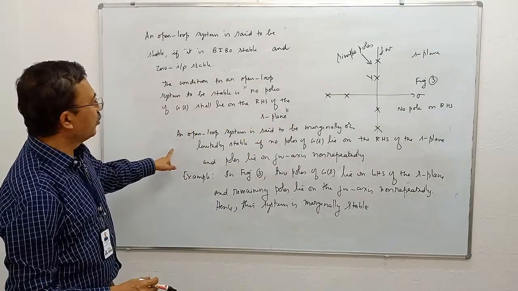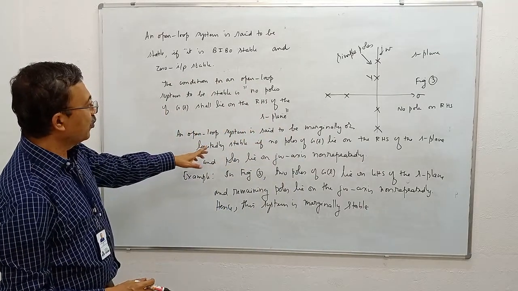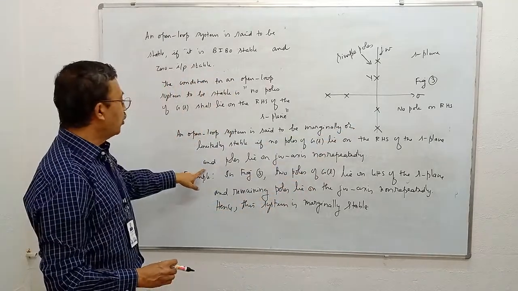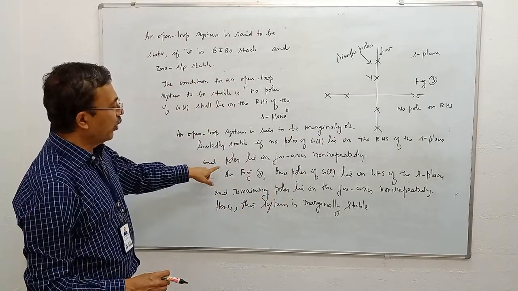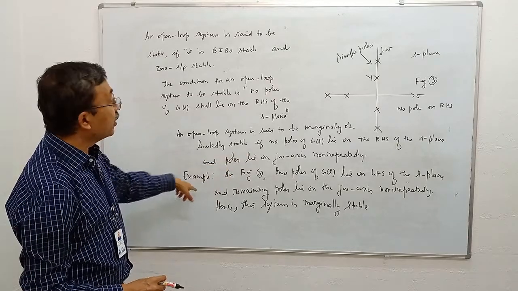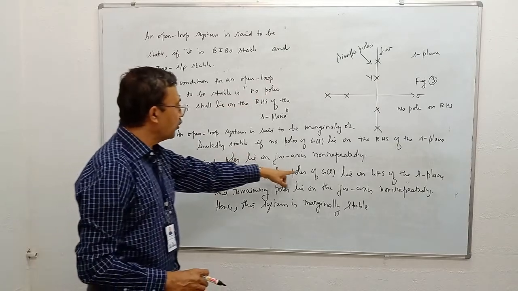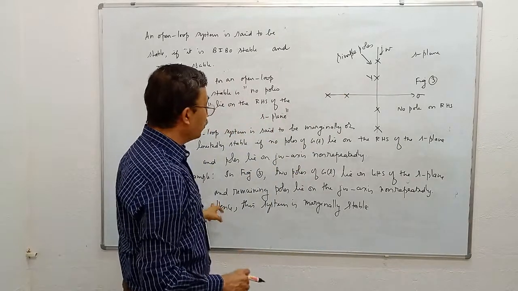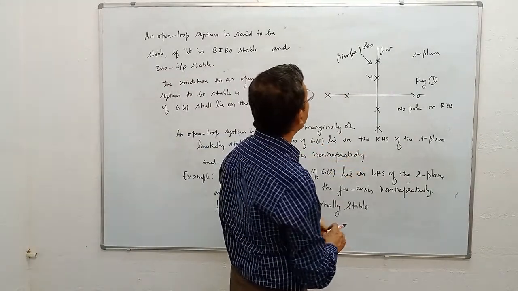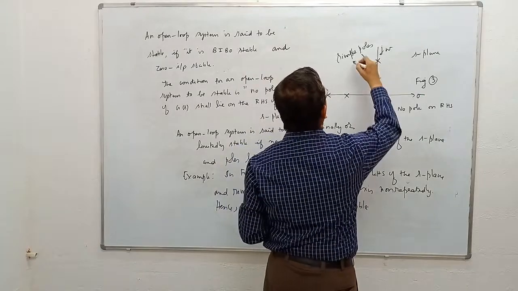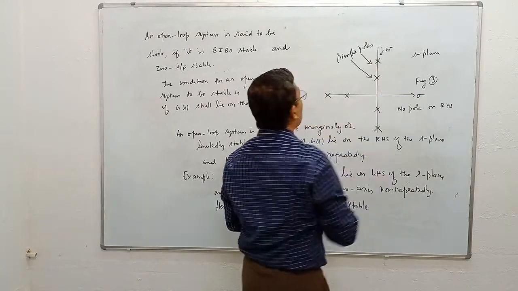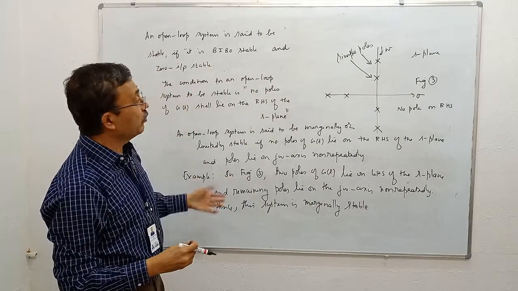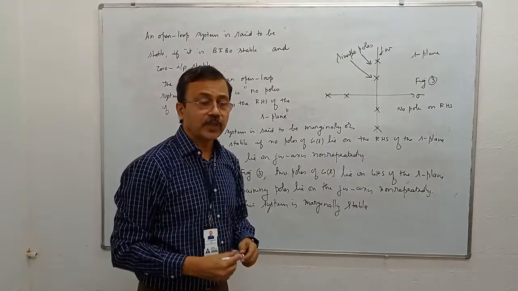An open loop system is said to be marginally or limitedly stable if no poles of G of S lie on the right hand side of the S plane and poles lie on the j omega axis non-repeatedly. In figure 3, two poles of G of S lie on the left side of the S plane and the remaining poles lie on the j omega axis non-repeatedly. This means these poles are simple poles, meaning non-repeated poles. This is the condition for a system to be marginally stable.